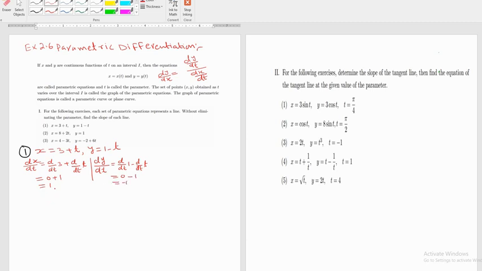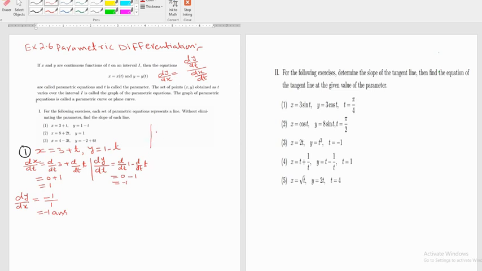Therefore dy/dx is equal to dy/dt, which is minus 1, divided by dx/dt, which is 1. So minus 1 divided by 1 means minus 1. This is your answer. Similarly, we can do question number 2 and question number 3.